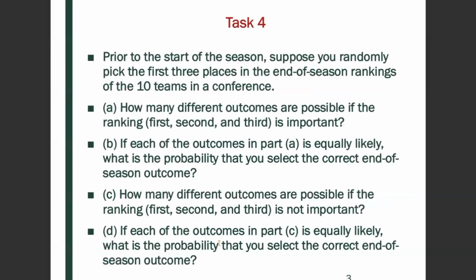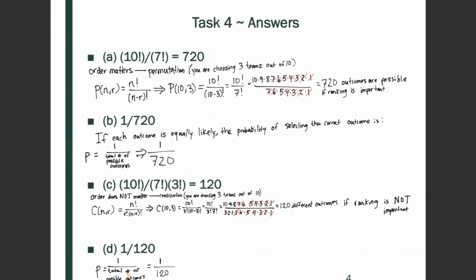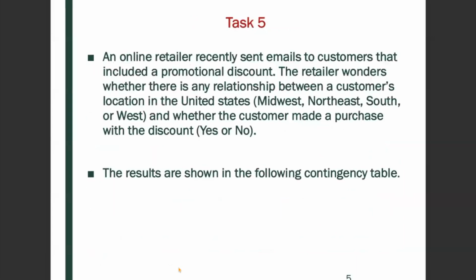If each of the outcomes in part C is equally likely, what is the probability that you select the correct end of season outcome? So here, again, it's 1 divided by the total number of possible outcomes. And from part C, we determined that there's 120 different outcomes if ranking is not important. So we would do 1 divided by 120.